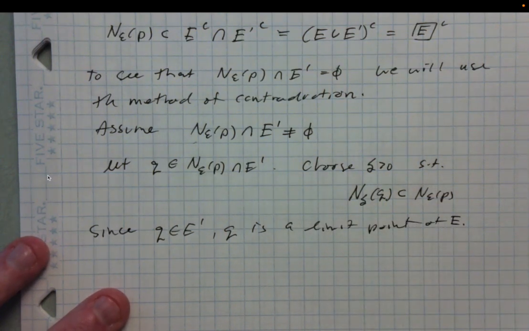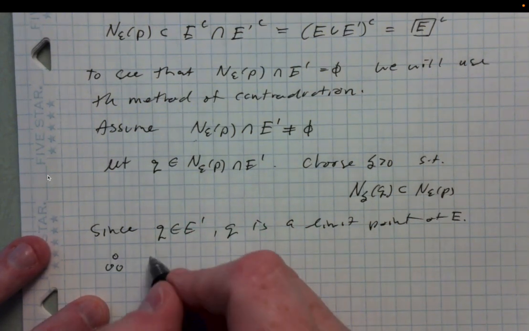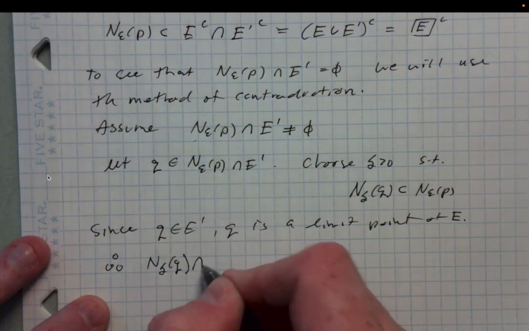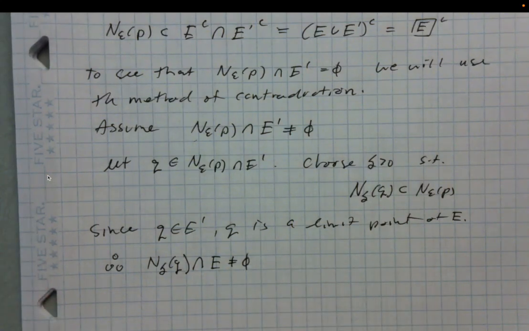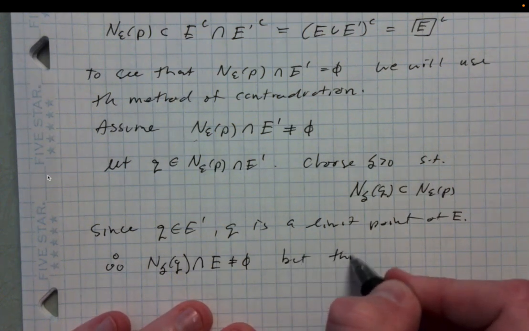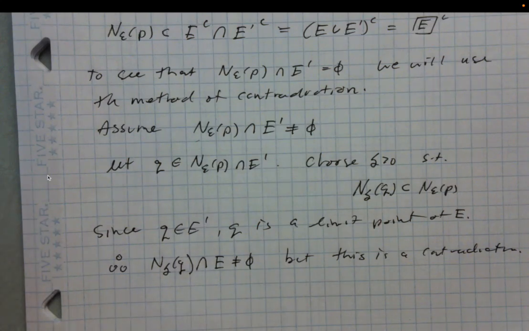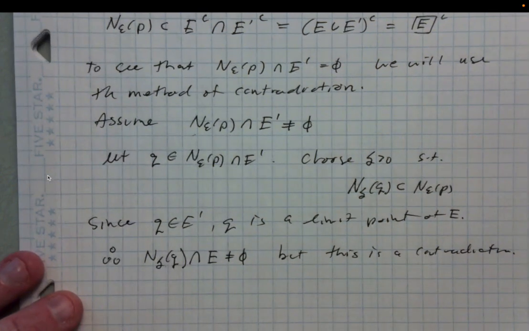So Q is a limit point of E, and therefore this delta neighborhood of Q and E is non-empty. Okay. But this is a contradiction. Where's the contradiction? Well, if this is non-empty and this is inside of the epsilon neighborhood of P, then something else is non-empty that we've already shown to be empty.